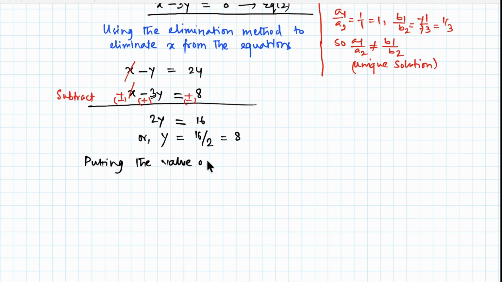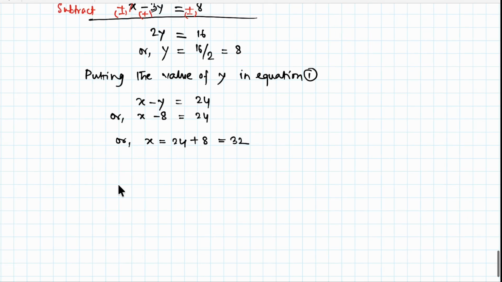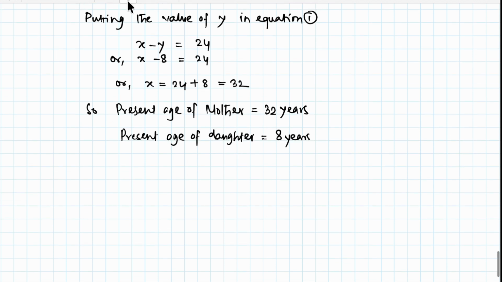Now putting the value of y in equation 1, x minus y is 24, so x minus 8 is equal to 24, so x equals 24 plus 8, which is 32. So age of daughter is 8 years and age of mother is 32 years. Present age of mother is 32 years and present age of daughter is 8 years. Simple. We have found this out by following these steps.